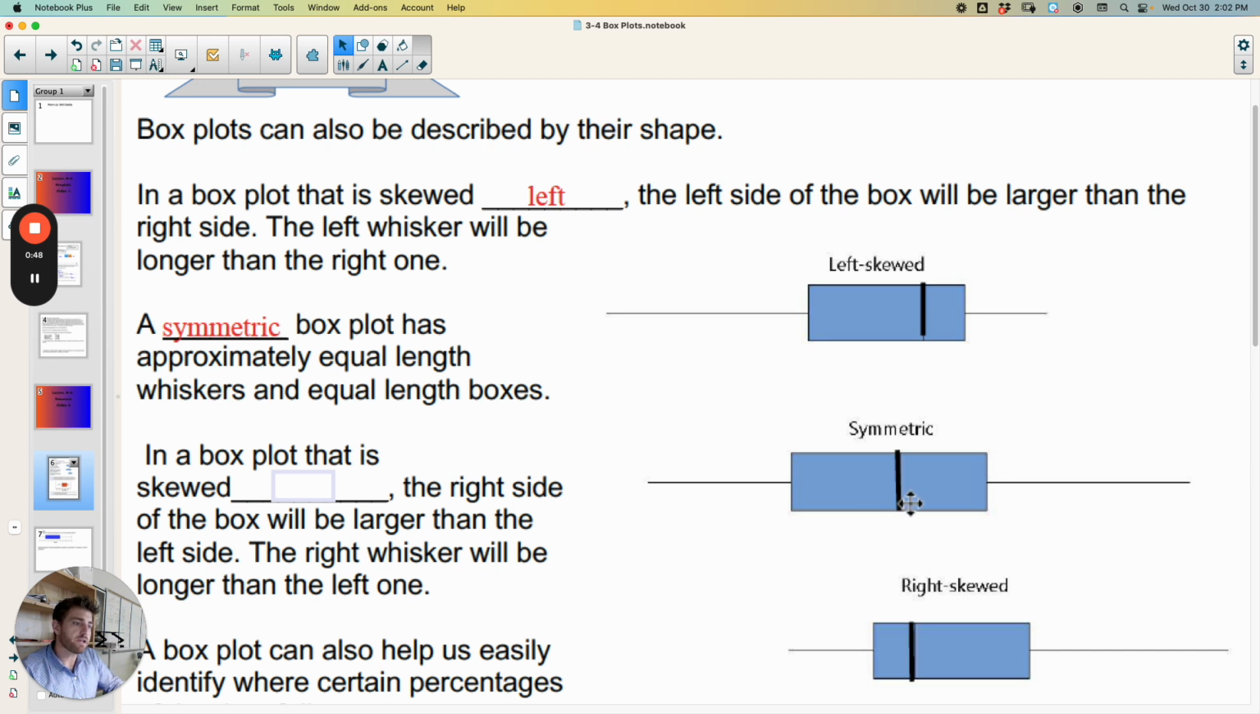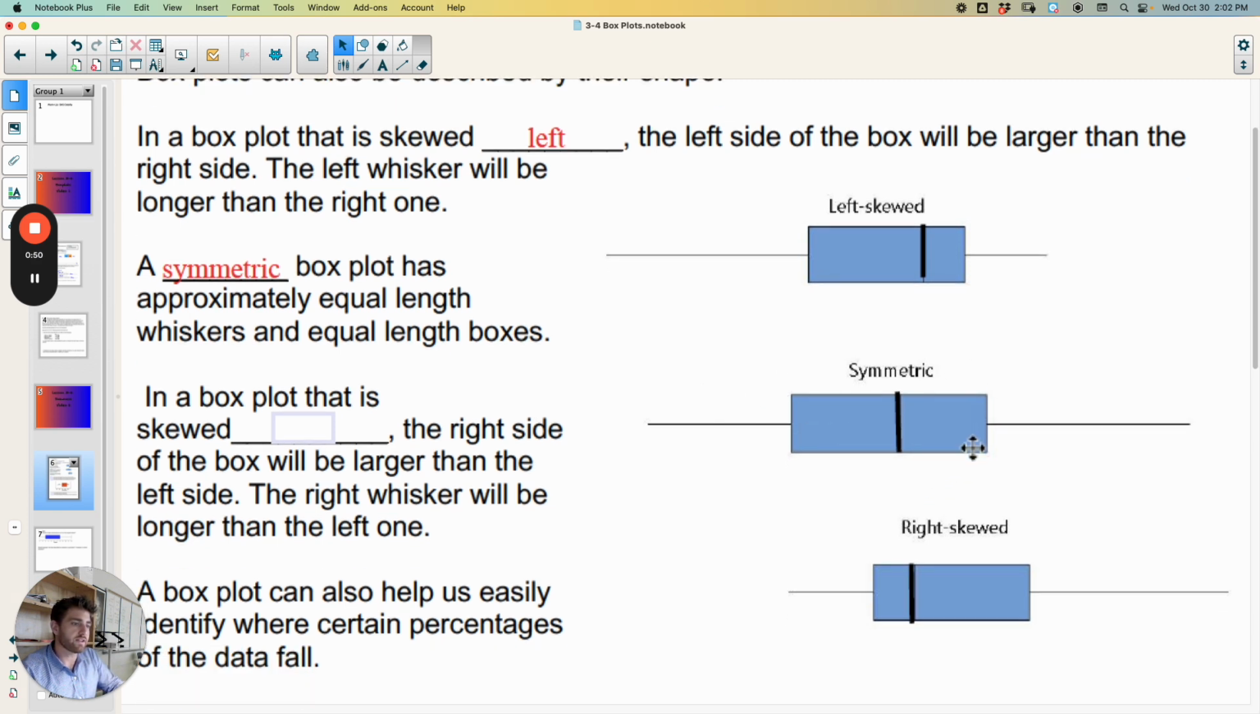Now, if it's symmetric, it's going to look like each of these areas are about the same length. It's not going to be perfect, but it's going to be more symmetric than the previous example here. And then this would be an example of skewed right, where the box and or the whisker is stretched further out on the right-hand side.